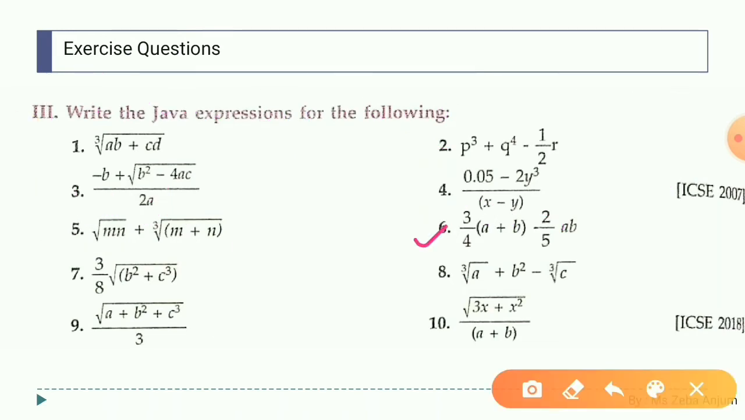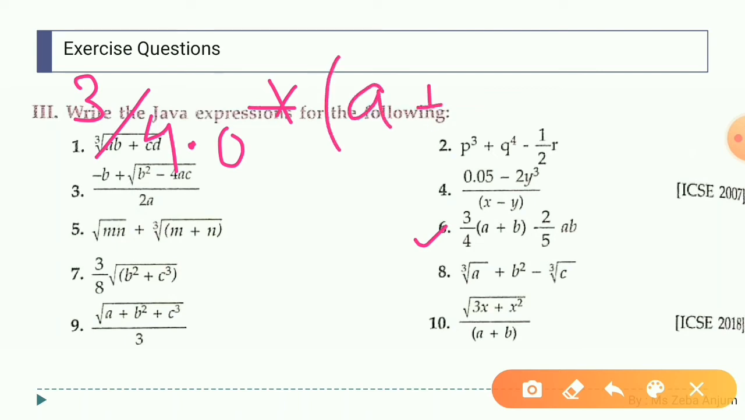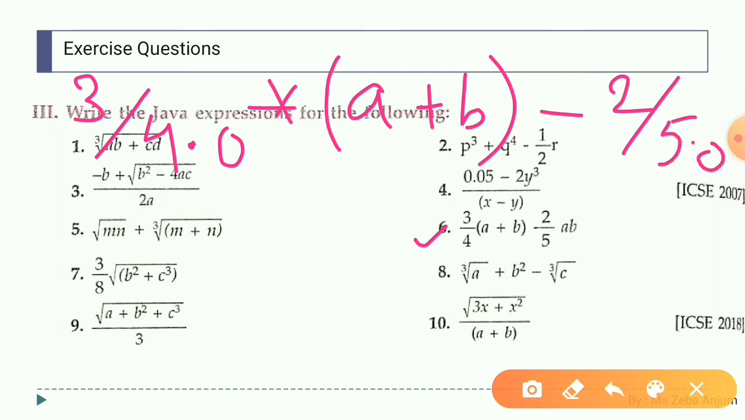Now see the sixth one, we are having 3 divided by 4.0, then multiplied by a plus b, then again minus 2 divided by 5.0, and multiplied by a multiplied by b, semicolon.